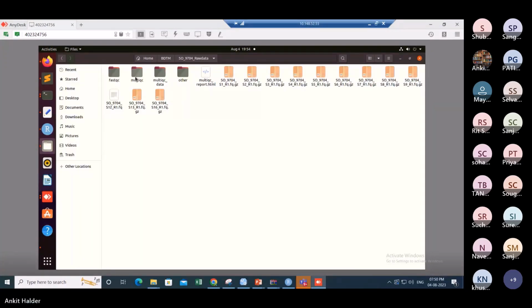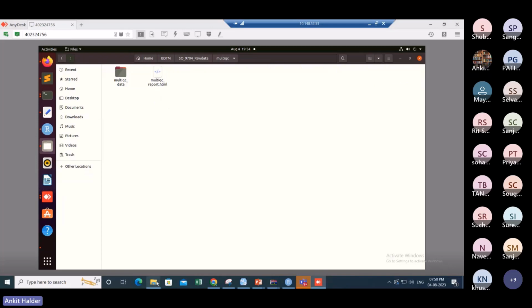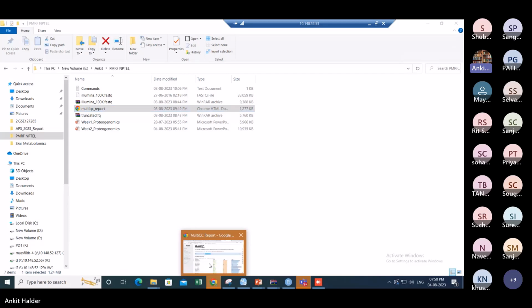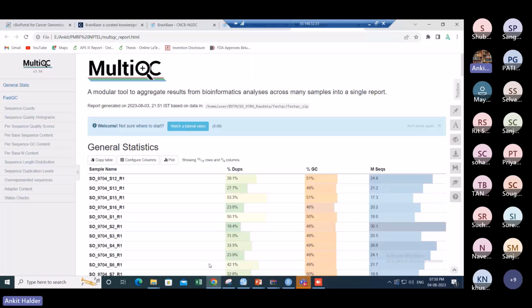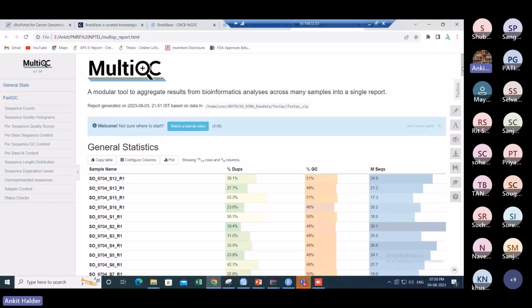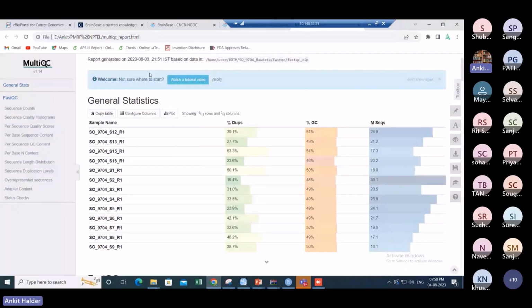So the report, this is how your MultiQC report would look like. Here you can see the number of raw sequences. Whatever percentage of duplicates, percentage of GC and all that we were looking at individually in one FastQC, here we can easily find out everything at a go.